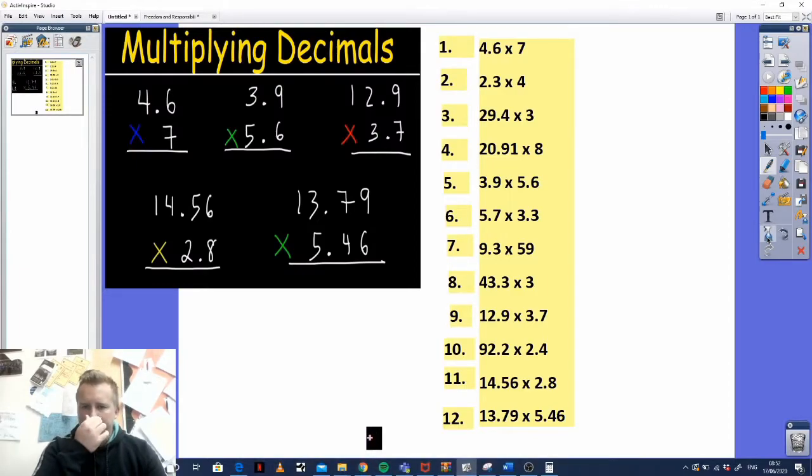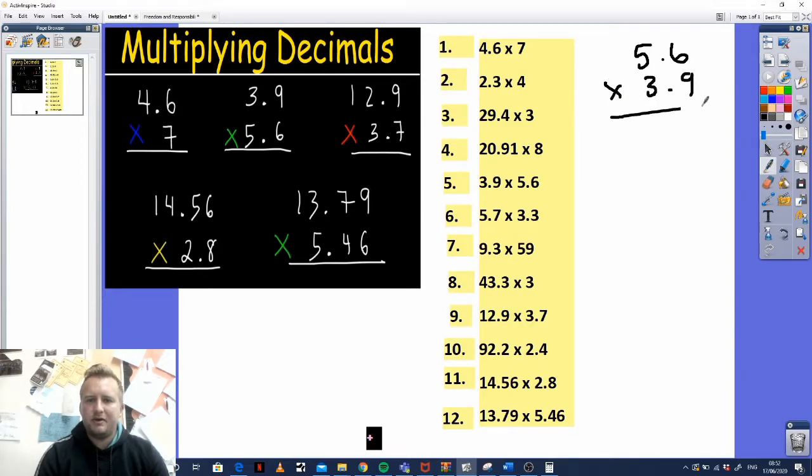Okay, so again, I think I skip, and I go straight to 5. Because in this calculation, which is not what we've done as of yet, there are decimals in both numbers. Does that change anything? Not at all. It doesn't change the number at all. So here I've got 3.9 times 5.6.